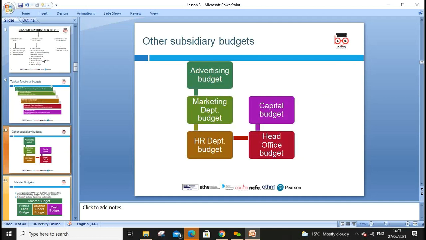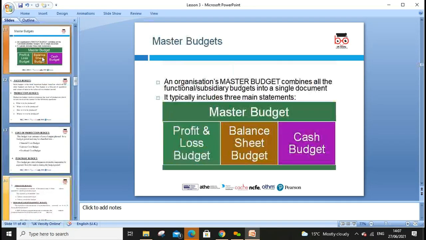A budget is the financial plan for the future: how much we spend and where we spend. So there can be an advertising budget, marketing department budget, HR budget, capital budget, and head office budget.